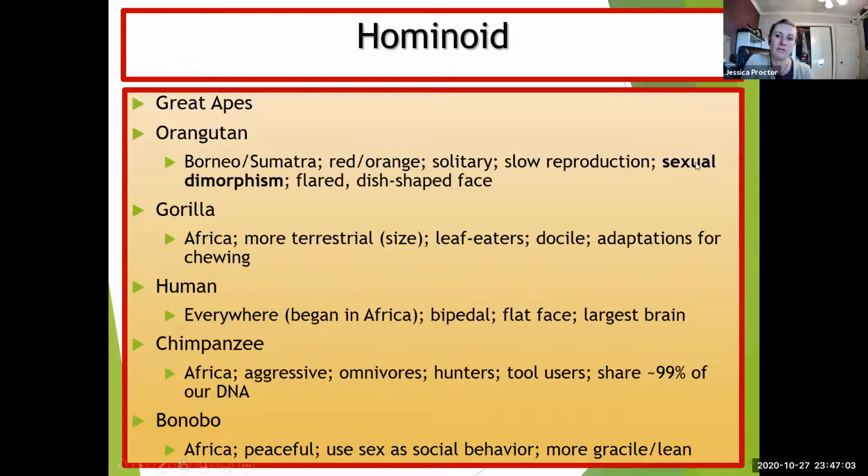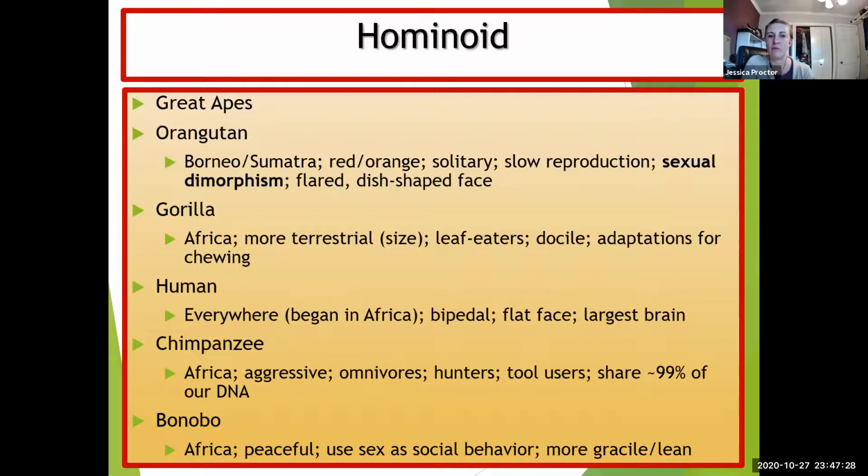This term sexual dimorphism, we've talked about this a little bit already, but just to review, sexual dimorphism is just talking about differences in overall body size between males and females of the same species. So primate species that have high levels of sexual dimorphism are also going to tend to have high levels of competition, both for access to resources and also access to mates.